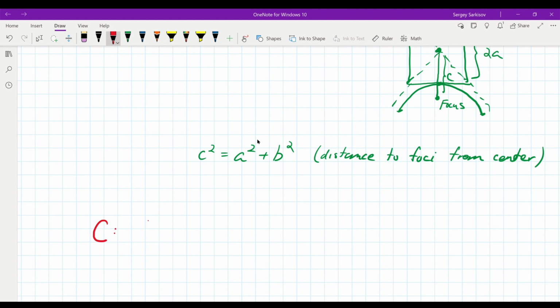So I think I said 2, negative 1. I'm going to say center. Okay, so the center is 2, negative 1.